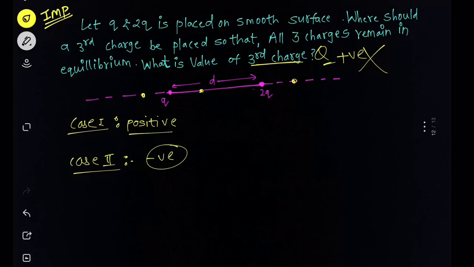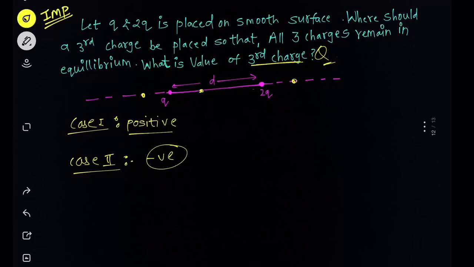Now if we have a negative charge, let's consider. Again we'll proceed with the same steps. We have charge negative q here. So let's understand the forces acting on small q. From negative q it will be attracted towards left, and this 2q will repel the small q towards left. Here also both the forces act in the same direction, so the equilibrium will get disturbed. So this is not the correct position.